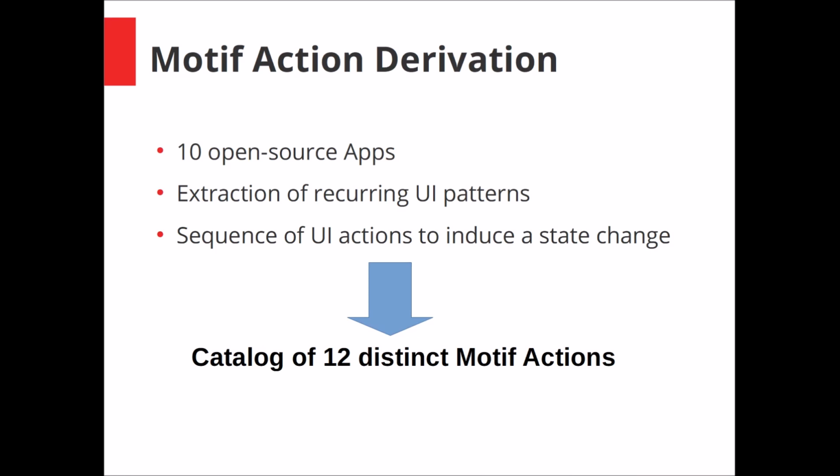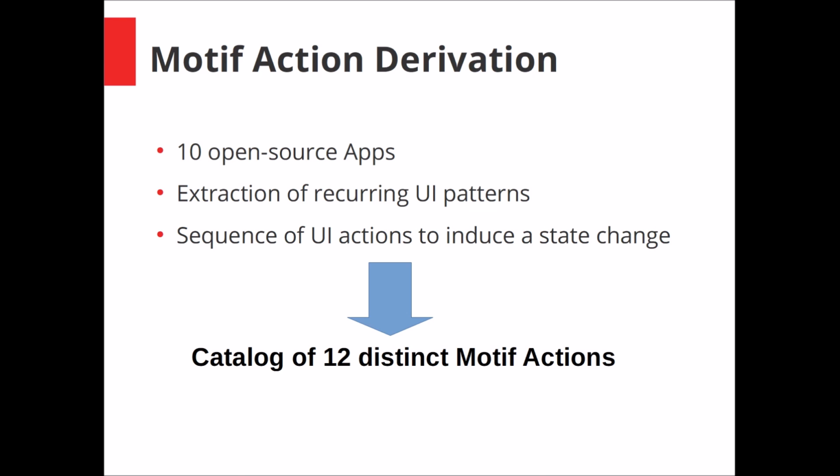Inspired by the Sapiens approach that first spotted the idea of combining low-level UI actions in a specific sequence, we derived Motif actions as follows. We took 10 open source apps used in previous studies, extracted from them recurring UI patterns, and defined specific UI action sequences that trigger a state change. This led to a catalog of 12 distinct Motif actions.